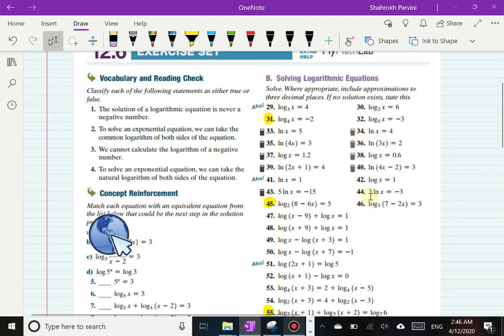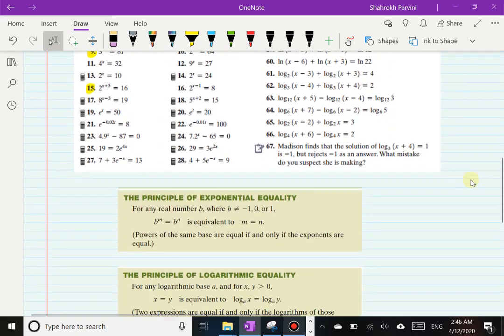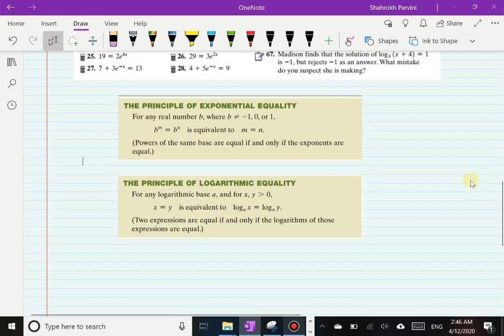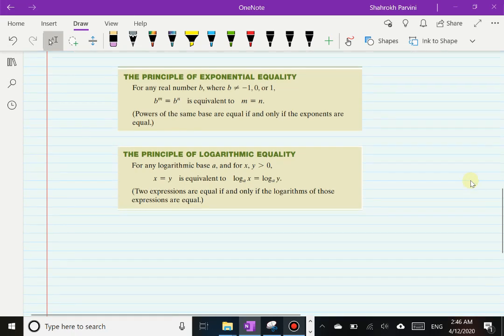Okay, so let's actually start by going through these two principles. That's all we have in this section. One of them we've already seen before, the top one, the principle of exponential equality. For this one, because of the one-to-one property of exponential functions, in an exponential equation, when bases are common, the exponents must be equal, is equivalent to that expression.